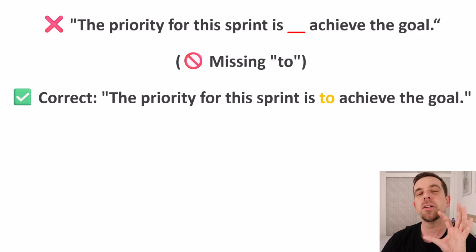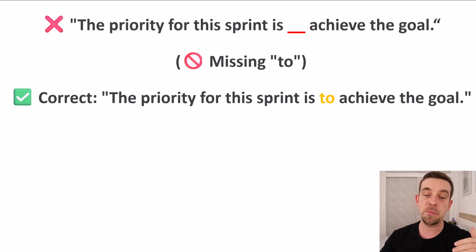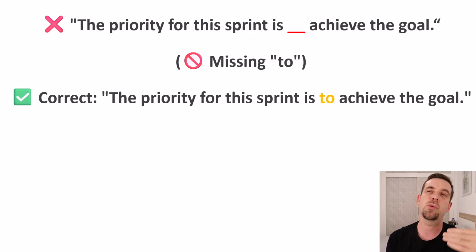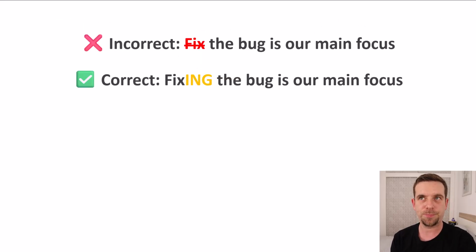Now, let's look at some classic common mistakes that some of my students have, low to intermediate level students of English. One of the classic problems is to forget the word to. You see this phrase: the priority for this sprint is achieve the goal. In a lot of other languages, you don't need a word before the verb. But just remember that when you are using this expression, it's a very common mistake, okay? Just try to be careful. The correct one is: the priority for this sprint is to achieve the goal.